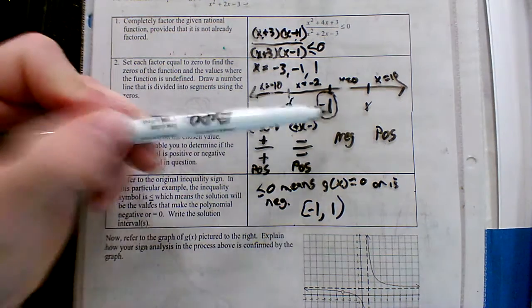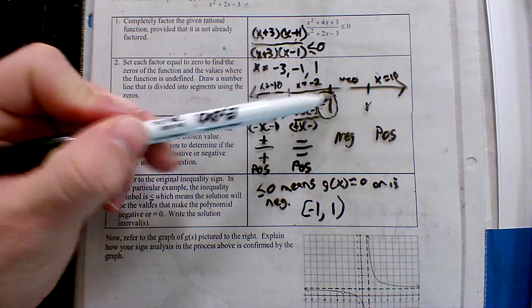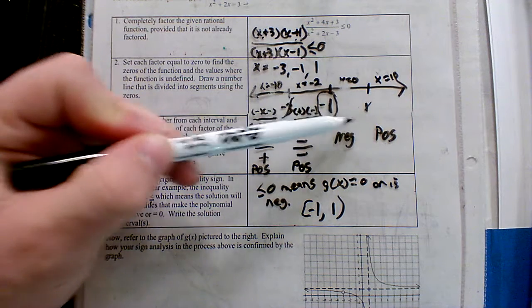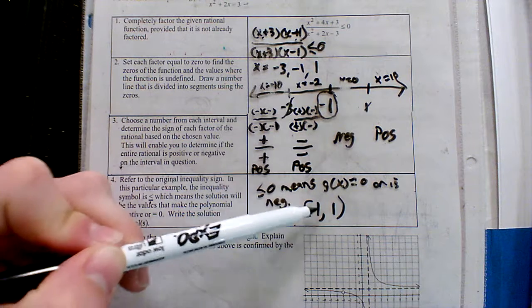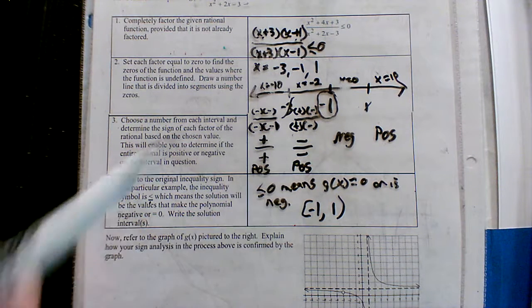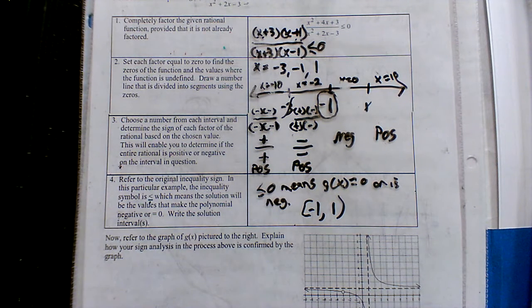Very good. So we know negative 1, that's where it was equal to 0. And everywhere in between negative 1 and 1, it was negative. We found that it was negative here. So that's where it is less than 0. So from negative 1 to 1.